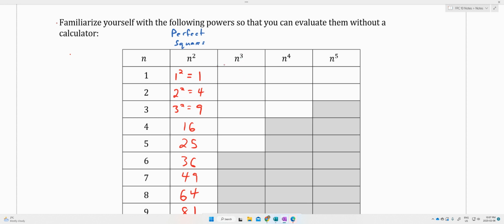So now we're going to move on to the cube. So again, this is just 1 to the 3, or 1 times 1 times 1, which is 1. 2 to the 3, which is 2 times 2 times 2 is 8. And we'll continue down. 3 to the 3 is 27. 4 times 4 times 4. So I'm just taking the 16, multiplying by 4 more, is going to give me 64. And 5 cubed is going to give me, we did that up above, 125.